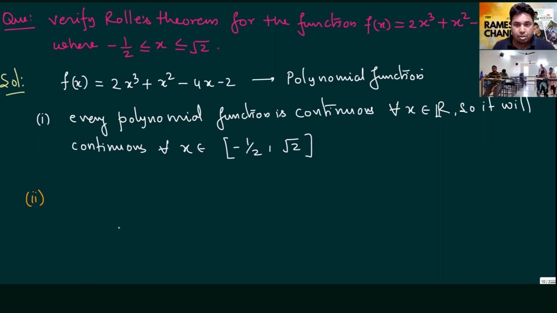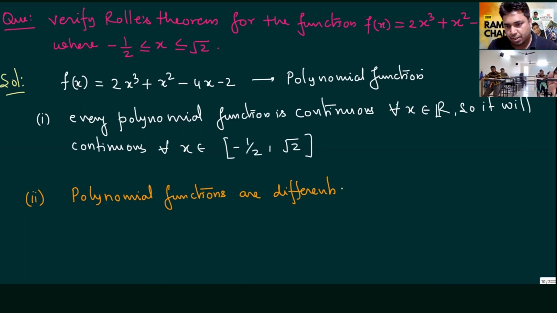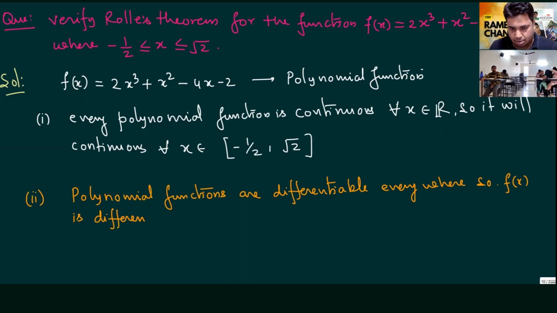Second, every polynomial function is differentiable everywhere. So f(x) is differentiable for all x belonging to, what we will write here, the open interval minus 1 by 2 to root 2. Is that clear? Yes, sir. Okay.